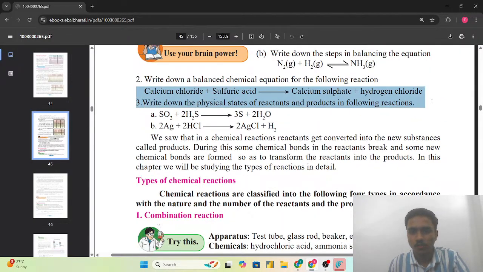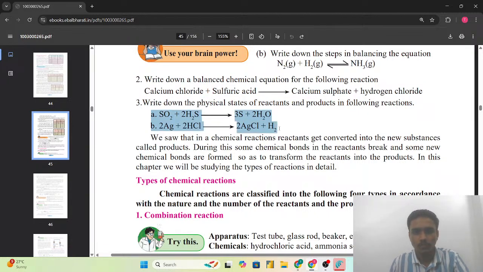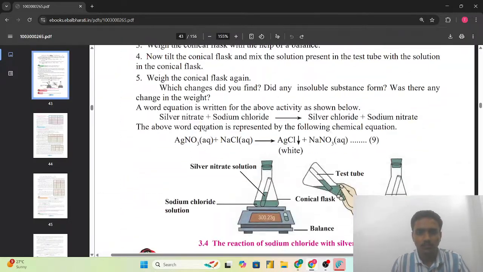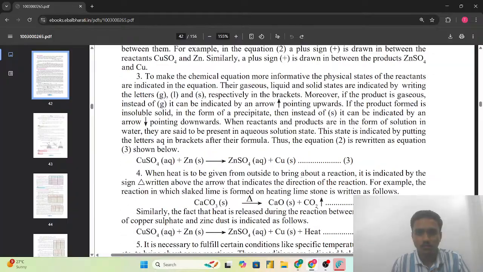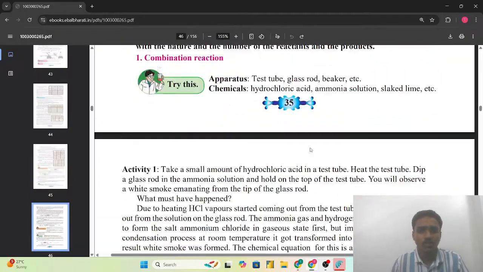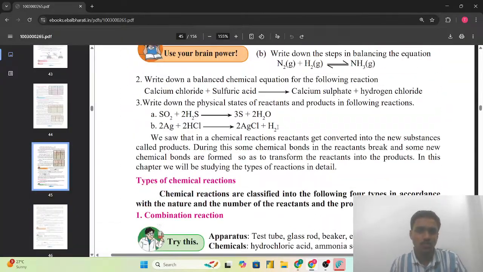Write down the physical states of the reactants and the products in the following reaction. This is again one of the questions। जैसा कि हमने सब यहाँ पर देखे थे जो कि these rules which we have seen, that an arrow pointing upwards shows the gaseous state, and downwards is the precipitate formation. Try to answer this question. If you are not able to get the answer to this question, then comment.